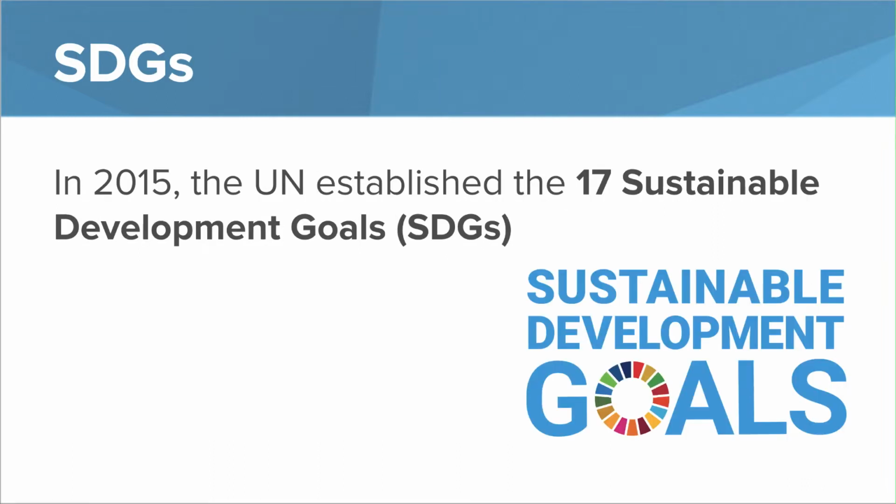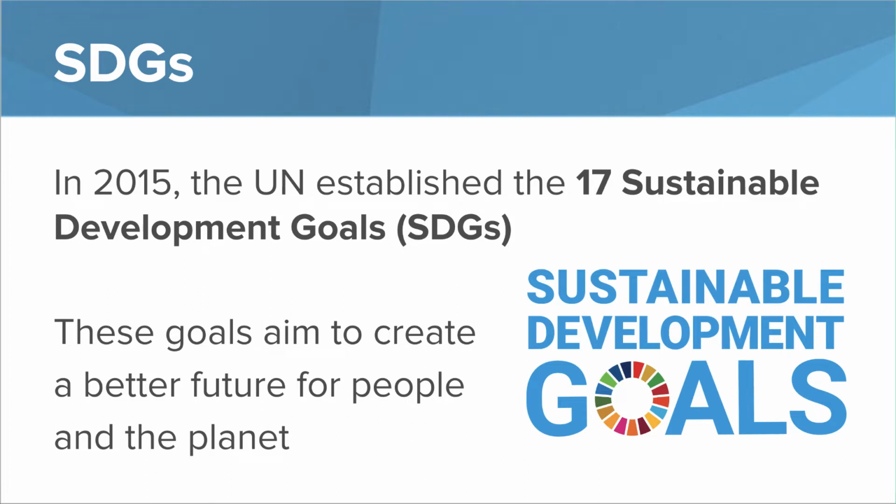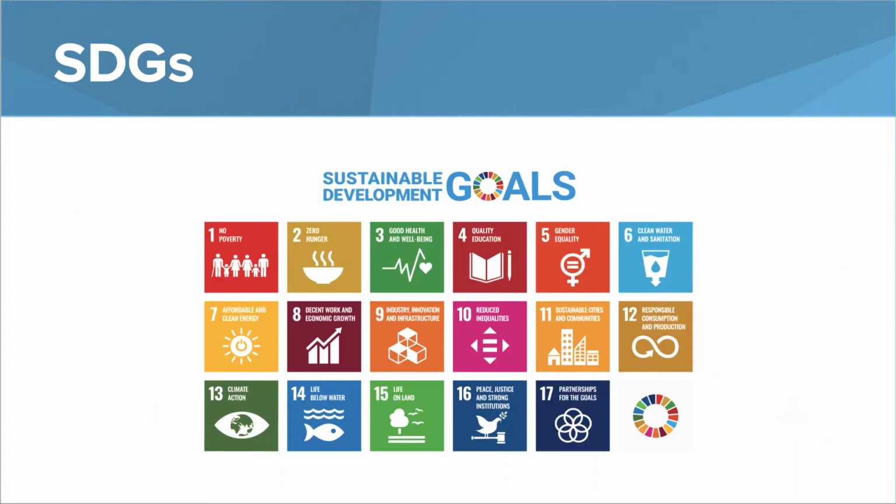In 2015, the UN established the 17 Sustainable Development Goals, or SDGs, which are to be reached by the year 2030. These goals focus on sustainable development, which is the development in all aspects of life that meet the needs of the present without compromising the ability of future generations to meet their own needs. These 17 goals were created as a plan to tackle issues around the globe in order to create a better future for people and the planet.